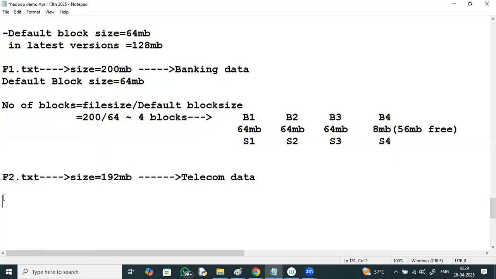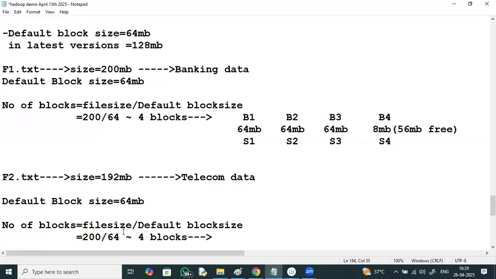So just f2.txt, some telecom data in that. Default block size is 64 MB, so 192 MB divided by 64 means exactly how many blocks? 64, 64, 64. Exactly 192. Exactly 3 blocks, right?